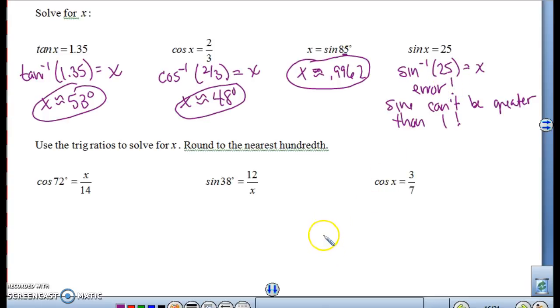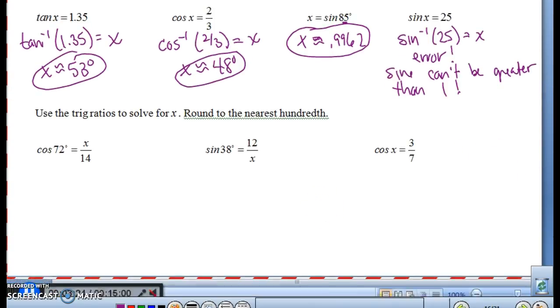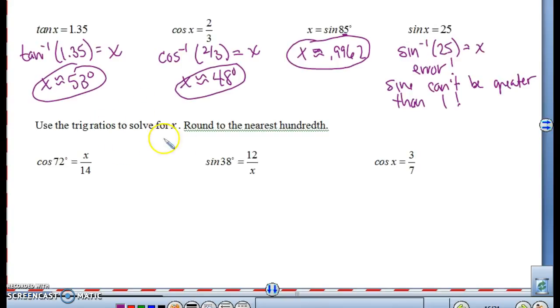Okay, so important part about this, you have to know whether you're looking for an angle or if you're looking for a side. So based on that, you have to know how to do this. All right, so let's try a couple of trig ratios. Use trig, round to the nearest hundredth. The cosine of 72 is equal to x over 14. So we are looking for a side or an angle. Well, if we have the angle here, we're looking for the side. So we put this over 1 and cross multiply. X is equal to 14 times the cosine of 72. This is what you put in your calculator.